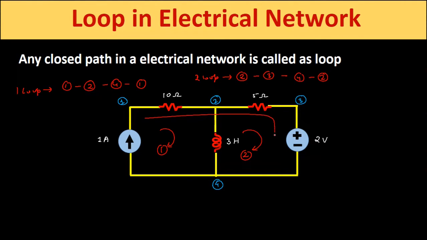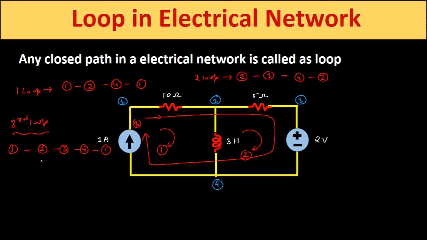This is our outer loop. So here you can see this is starting from node number 1, it will go to node number 2, then it will go to node number 3, then it will go to node number 4 and again it will end at node number 1. So there is again one closed path formation is there. So this is our third loop. So this circuit consists of total 3 loops.